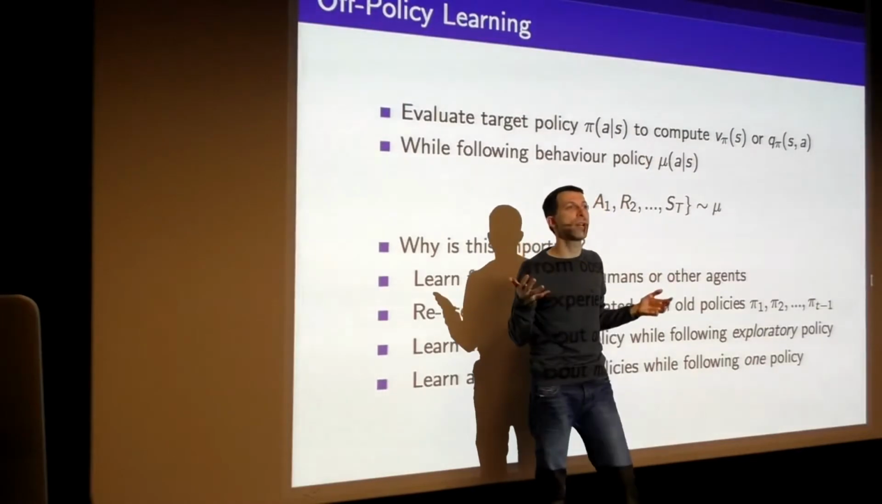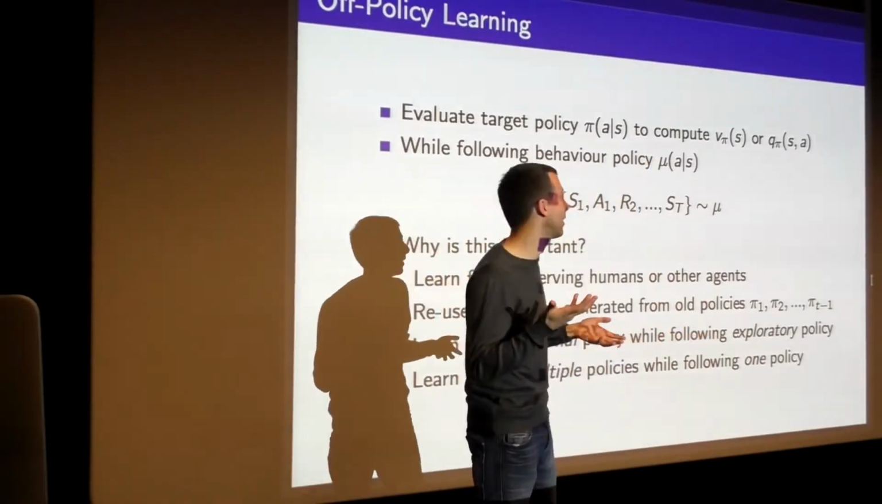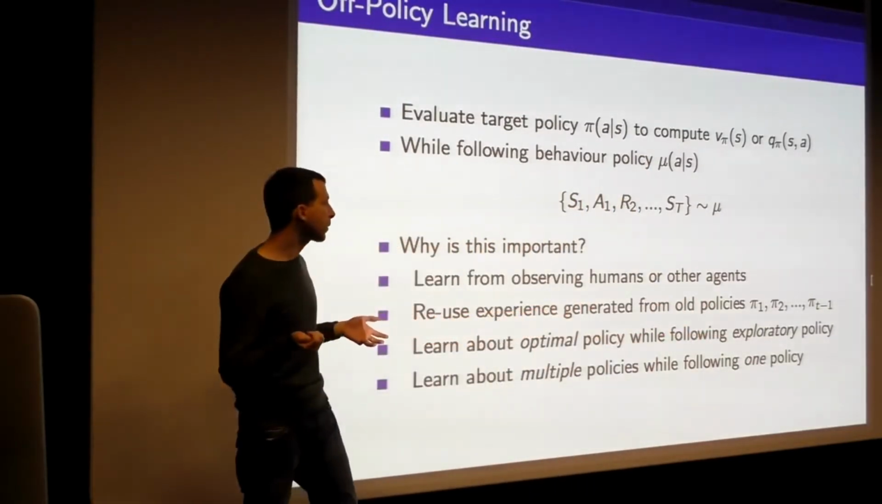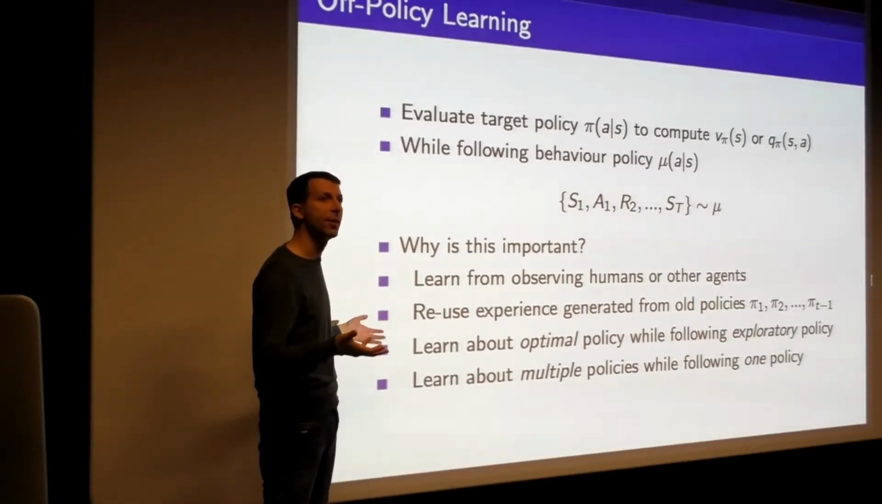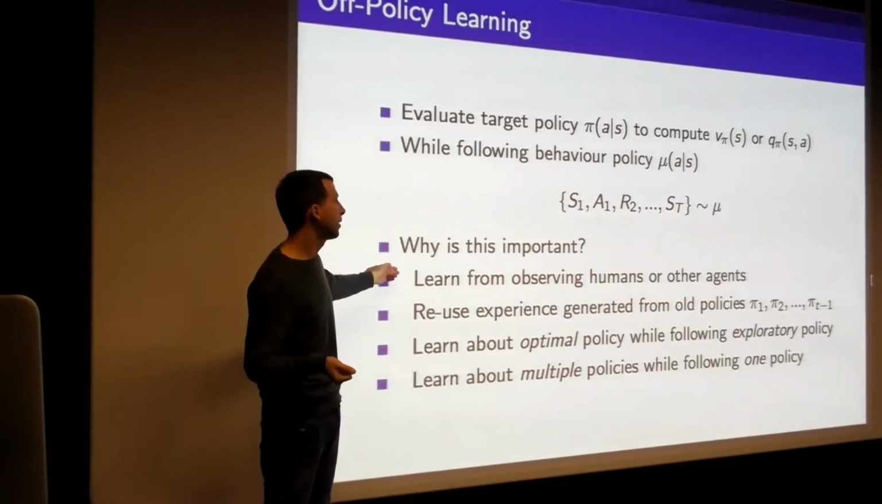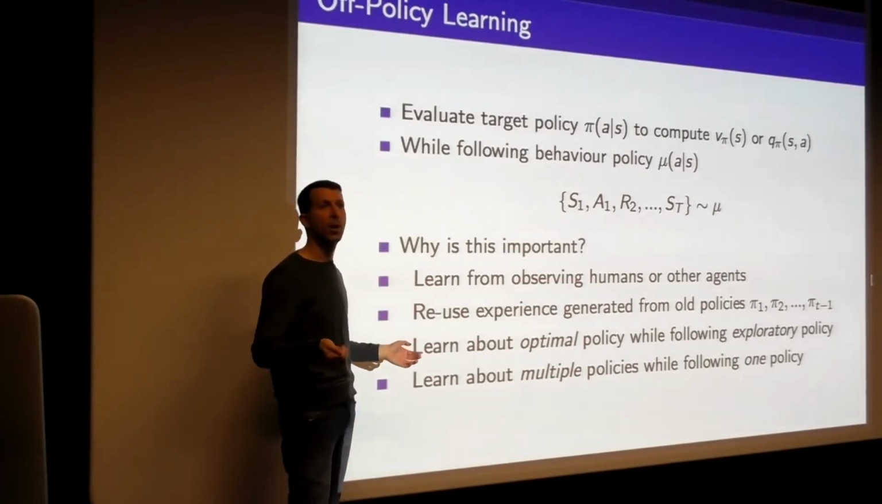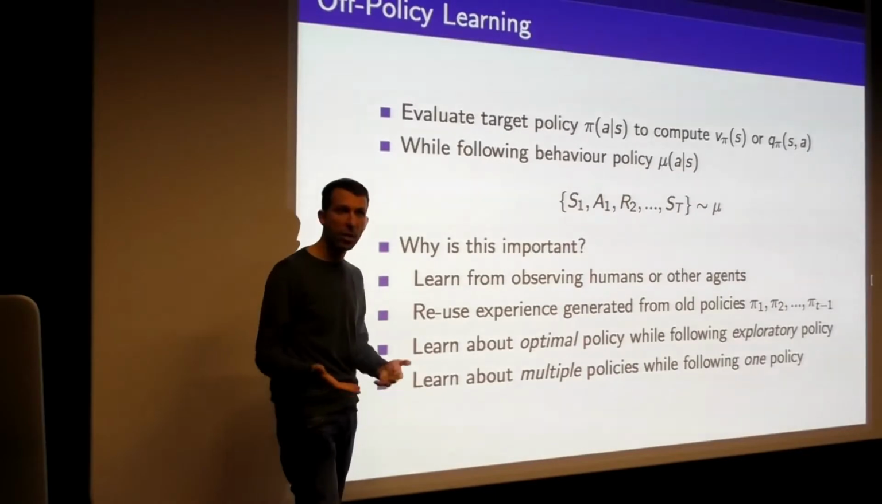So why would we want to do that? Why do we care about off-policy learning? So here are four possible reasons that you might care about this a lot. The first reason is that you might want to learn from observation of other agents, like humans.